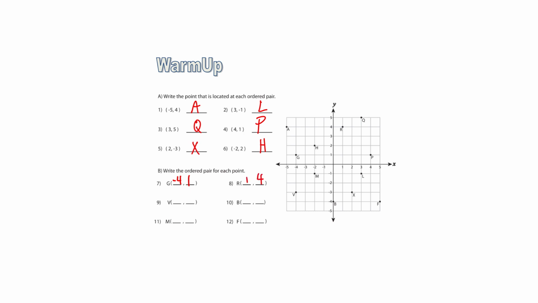V? Negative 4, negative 3. B? Is 0, negative 4. M? Negative 2, negative 1. And then F? 5, negative 4.